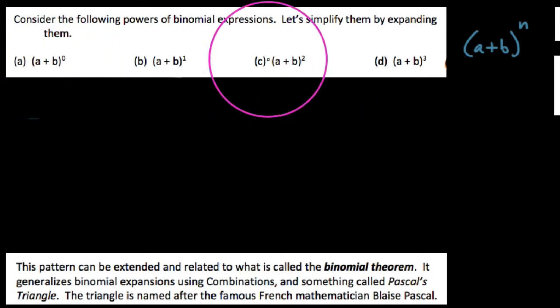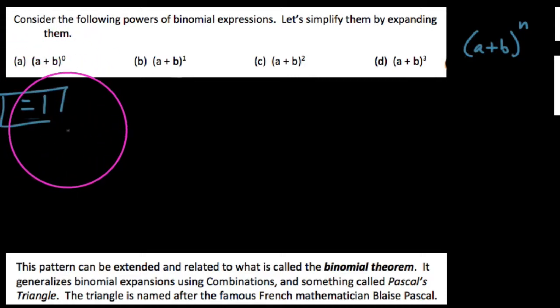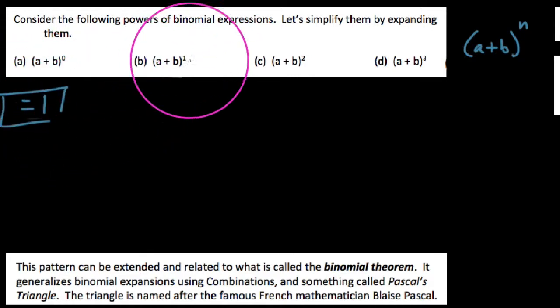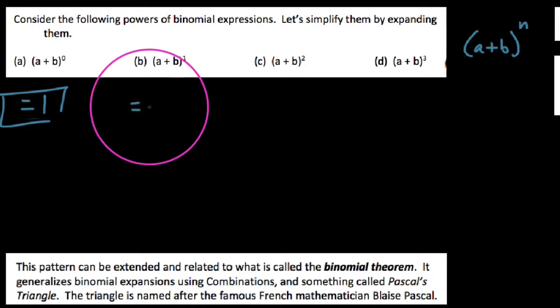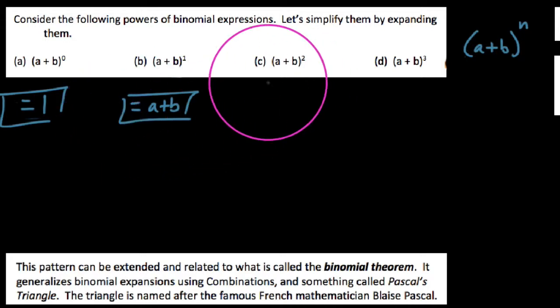Well, I guess we can go ahead and do a few of these. We say a plus b to the 0, that's not going to be any problem. Anything to the 0, except for 0 to the 0, is 1. And anything to the first power is, of course, going to equal itself. So when we do a plus b to the first power, we get just a plus b, and I'll put a box around that.